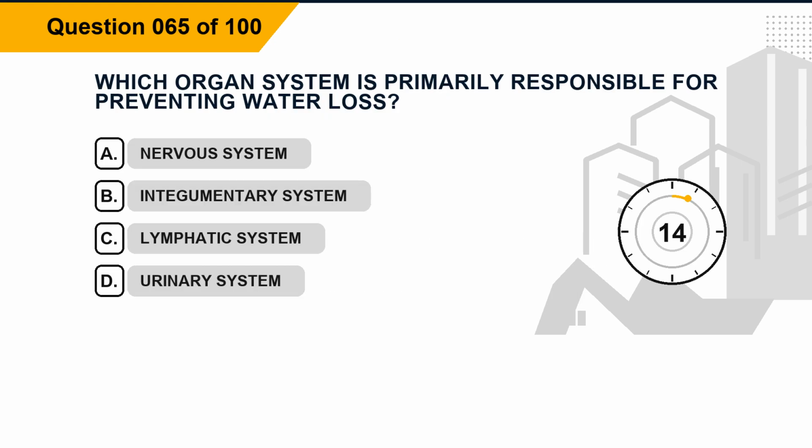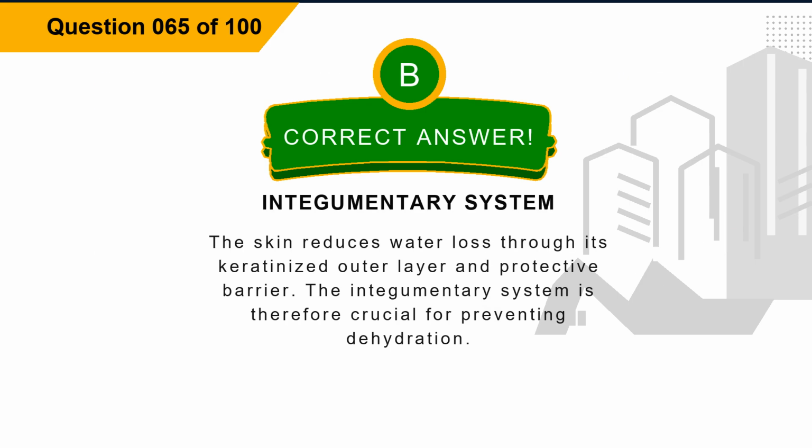Question 65. Which organ system is primarily responsible for preventing water loss? Option A, nervous system. Option B, integumentary system. Option C, lymphatic system. Option D, urinary system. The correct answer is option B, integumentary system. Explanation: the skin reduces water loss through its keratinized outer layer and protective barrier. The integumentary system is therefore crucial for preventing dehydration.